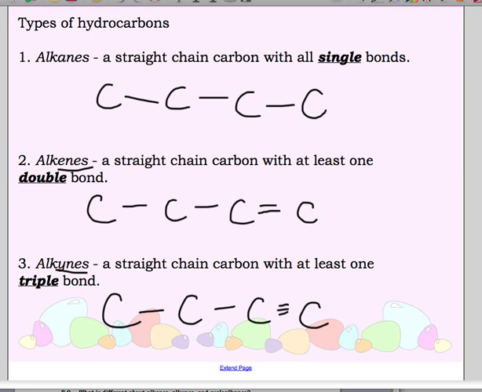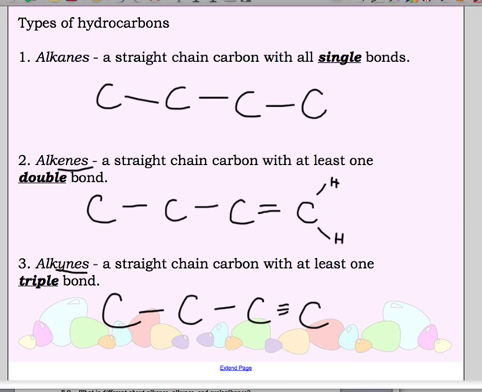Now you want to keep in mind that carbon can only ever have 4 bonds total. So if you have this double bond here, that means this carbon already has 2 bonds on it. So what that means is it would have a hydrogen here, and it would have a hydrogen here. But you can never have more than 4. You always only add up to 4.